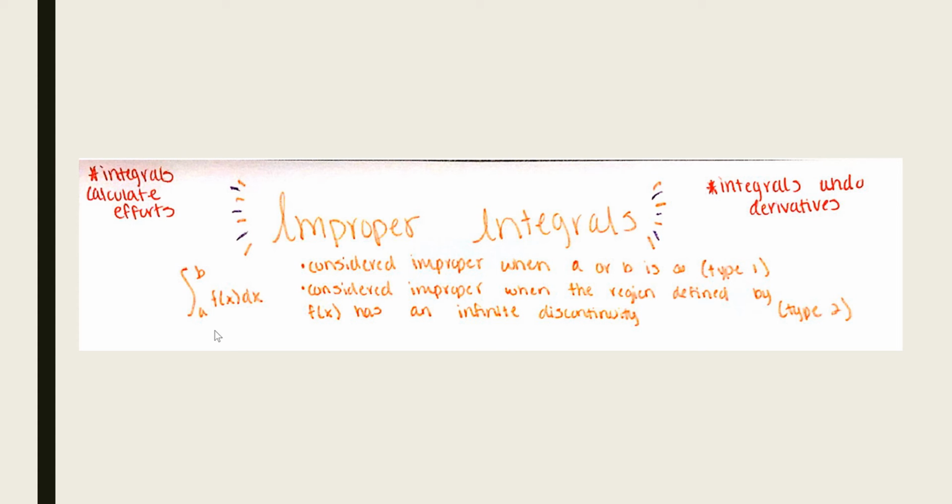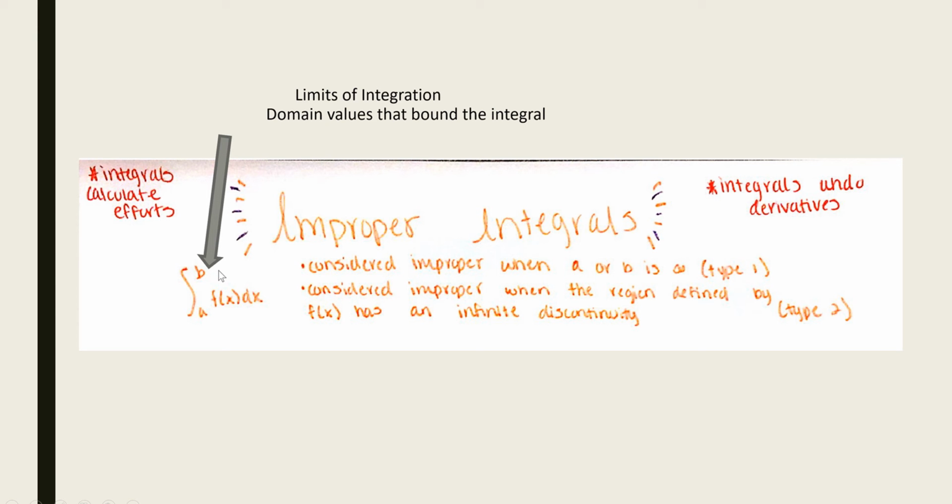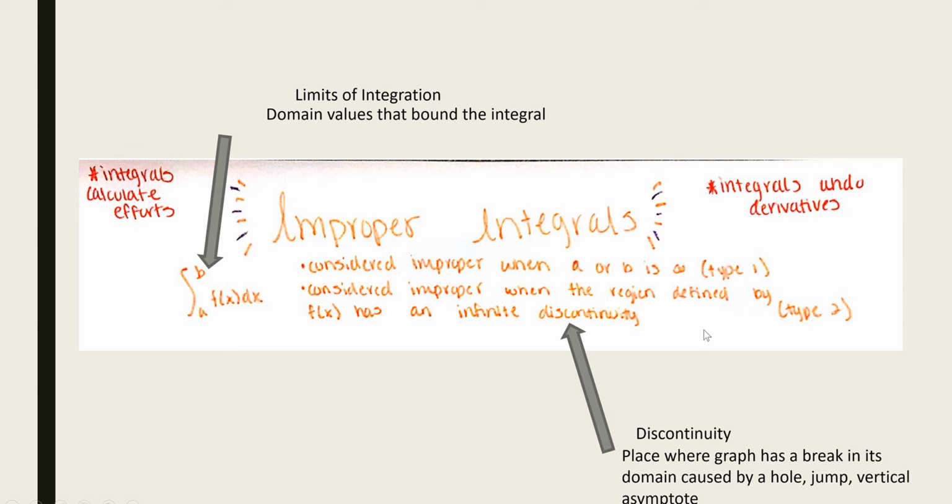And this a and b that you see are the limits of integration, which is just the domain values that bound the integral. And when the integral has a region defined by f of x that has an infinite discontinuity, that's a type 2 improper integral. And discontinuity is just a place where the graph has a break. So that can be caused by a hole, a jump, or a vertical asymptote.